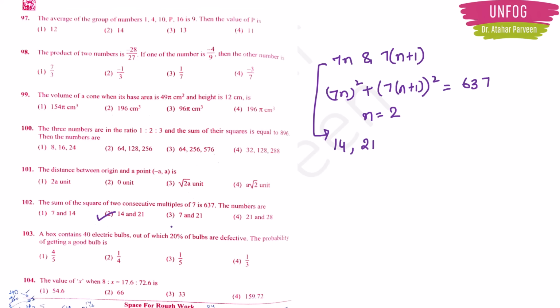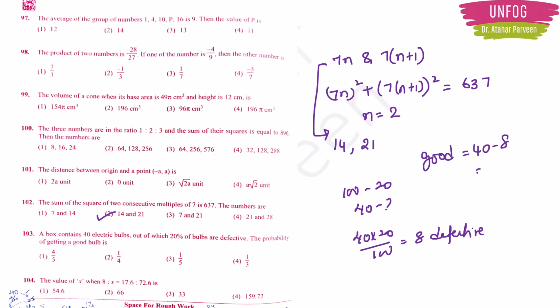Next, it's a probability question. A box contains 40 electric bulbs, out of which 20% of bulbs are defective. So out of 40, 20% are defective. So the probability of getting a good bulb is? For 100 it is 20, means for 40 it will be how much? 40 into 20 by 100. So 8 are defective. So what will be the amount of good ones? It will be 40 minus 8, which is 32.